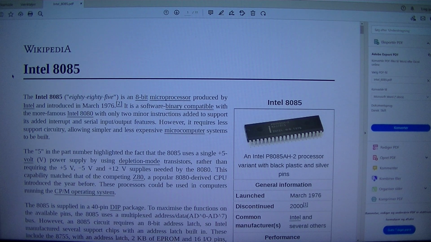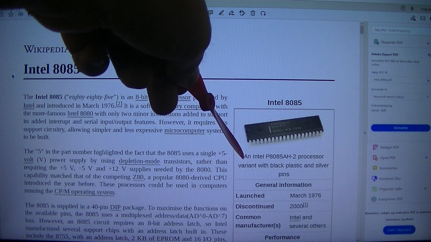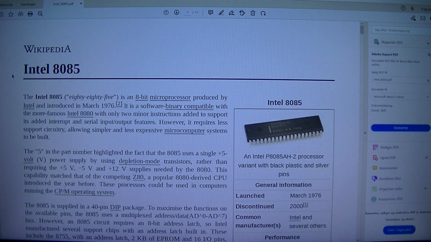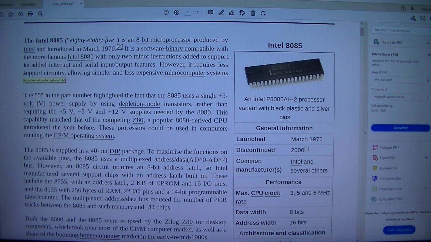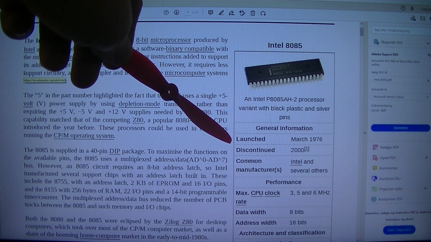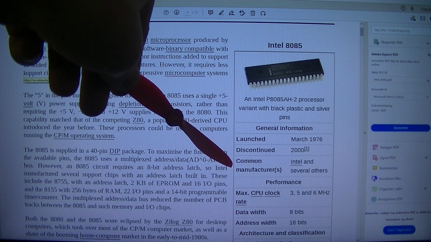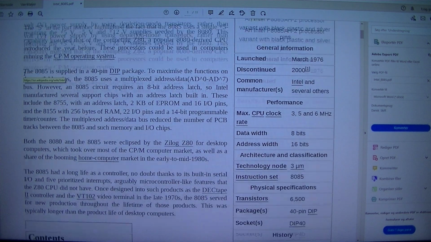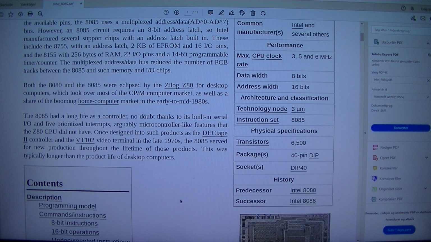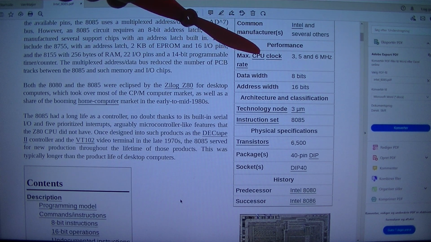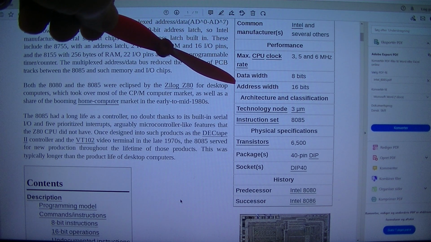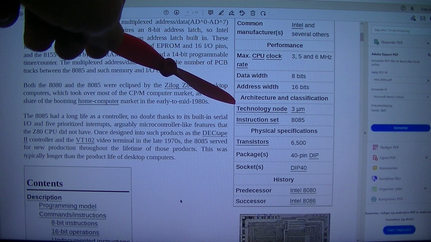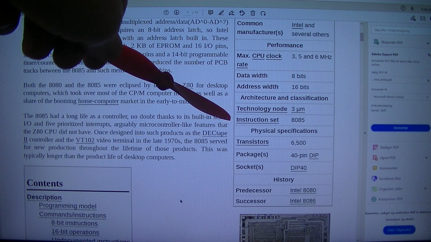Intel 8085. An Intel P8085 processor variant with black plastic and silver pins. General information. Launched March 1976. Discontinued 2001. Common manufacturers: Intel and several others. Performance: max CPU clock rate 3, 5 and 6 MHz. Data width 8 bits. Address width 16 bits. Architecture and classification: technology node 3, instruction set 8085.